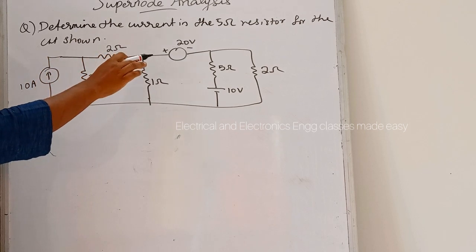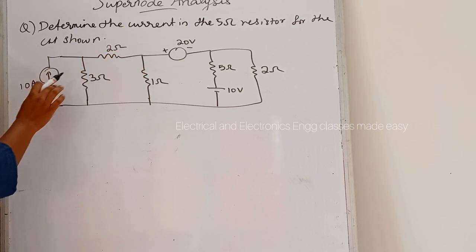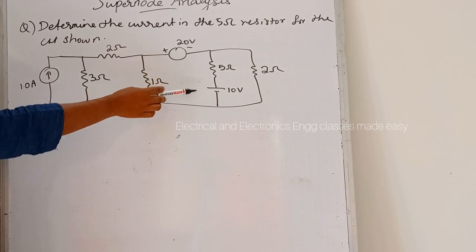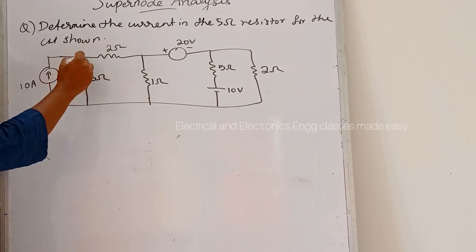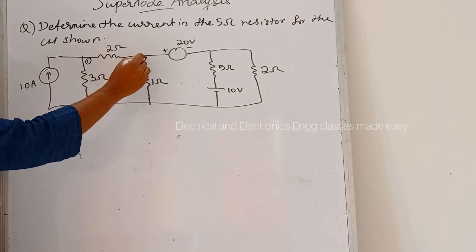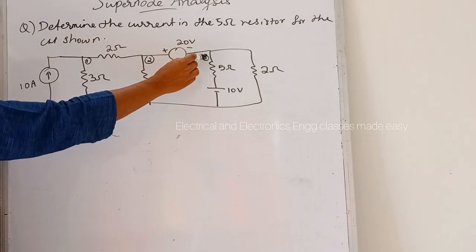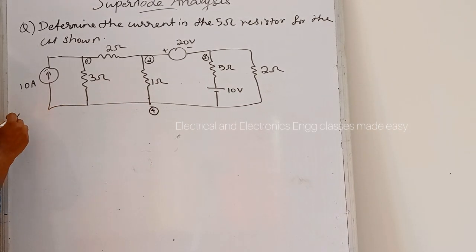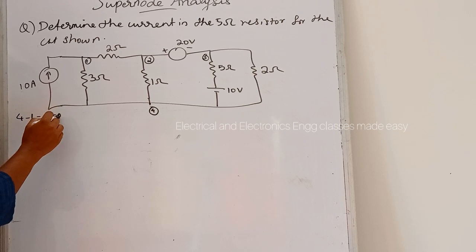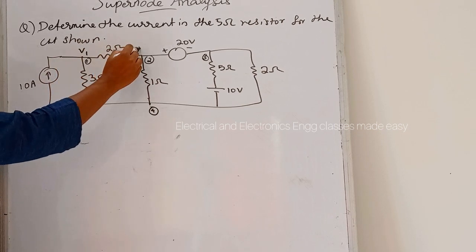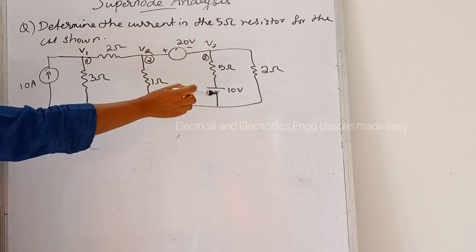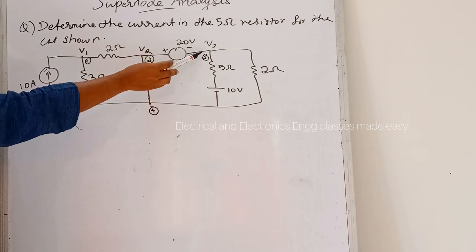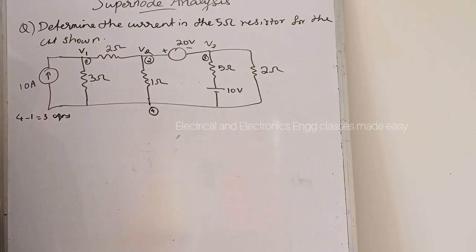Determine the current in the 5 ohm resistor for the circuit shown. So this is the given network, and the question is to find the current in 5 ohm resistor. So first of all, mark the nodes. So this is node 1, then 2, 3, then reference node 4. So there will be 4 minus 1 equal to 3 nodal equations. Then let V1, V2 and V3 be the voltages. So here we have to find the current in 5 ohm resistor. So we need only to find the value of V3.